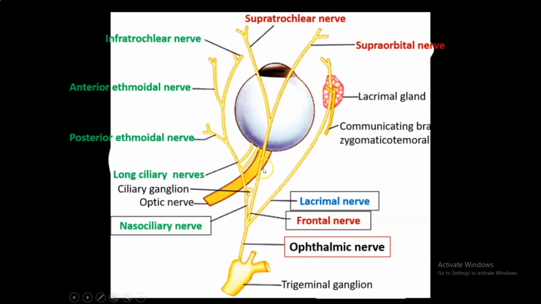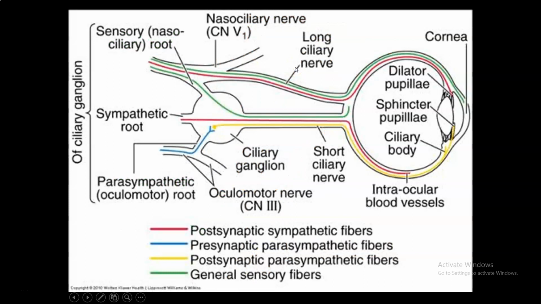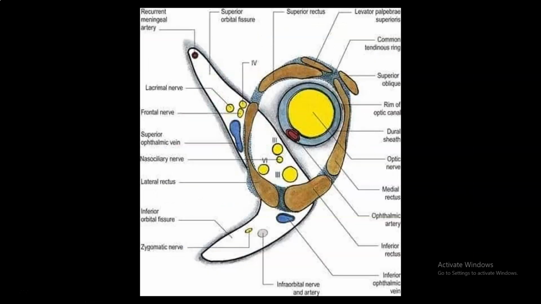Another view: lacrimal, frontal, nasociliary, ciliary branches, and nasal branches, anterior and posterior ethmoidal, infratrochlear. Also the frontal, as you know, dividing into supratrochlear and supraorbital. This is the ciliary ganglion again.